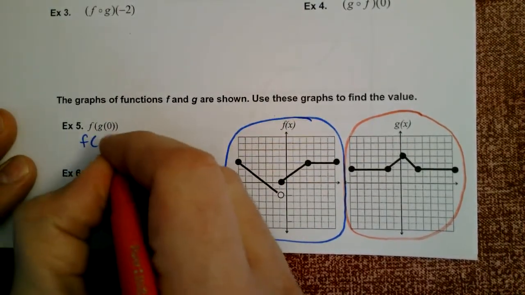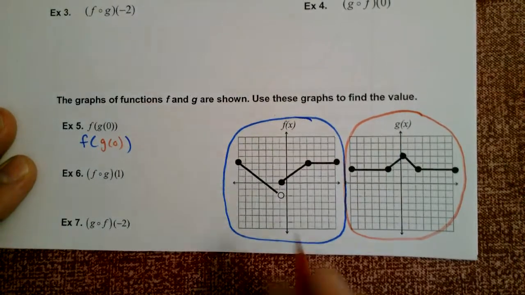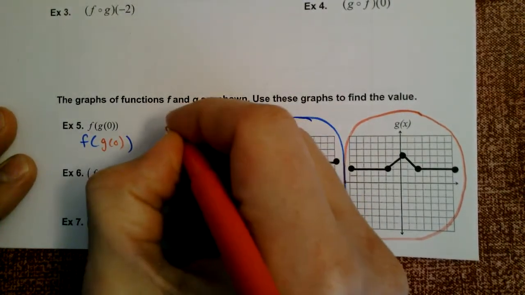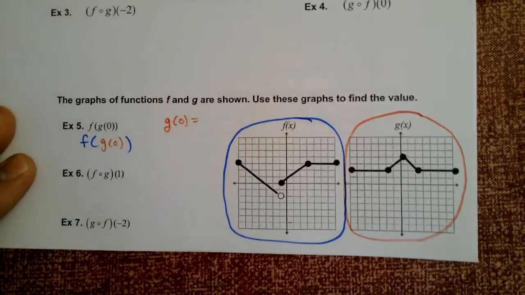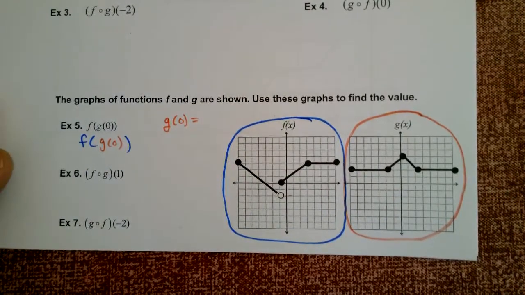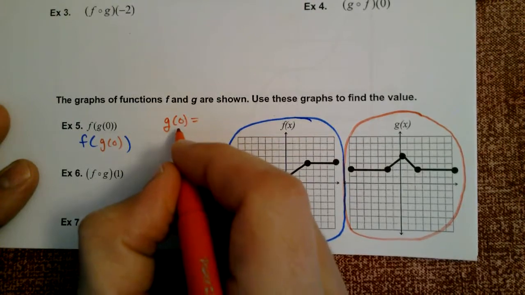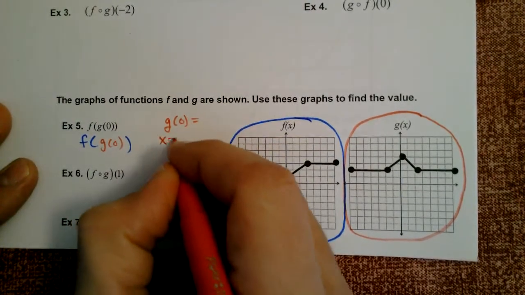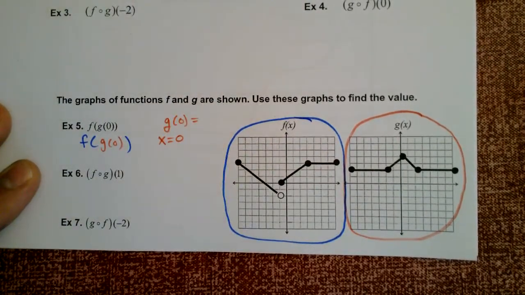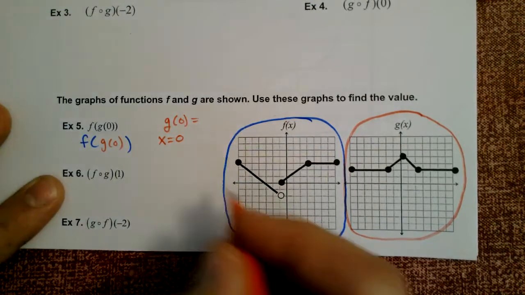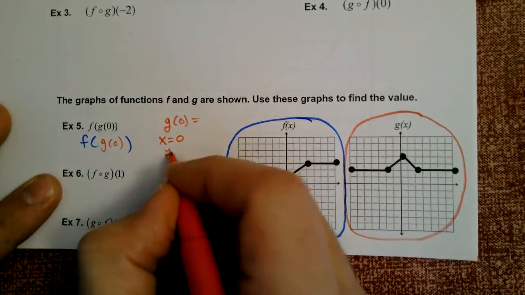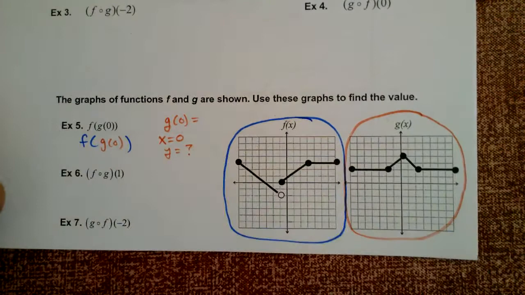The first thing I've got to do is figure out what g of 0 is. Normally it's g of x, so this is my x value. You're saying, hey, Mr. G, x is 0. What's the y value on the g function?